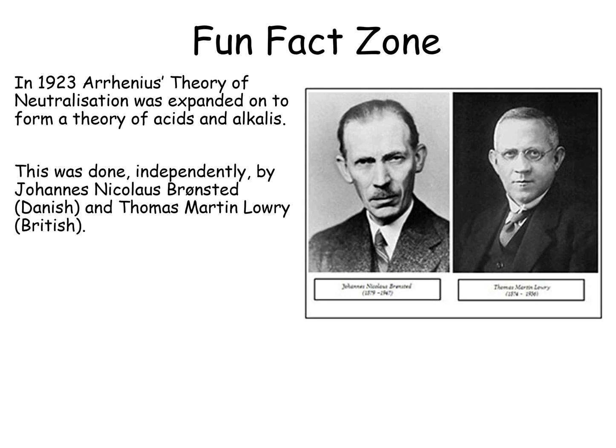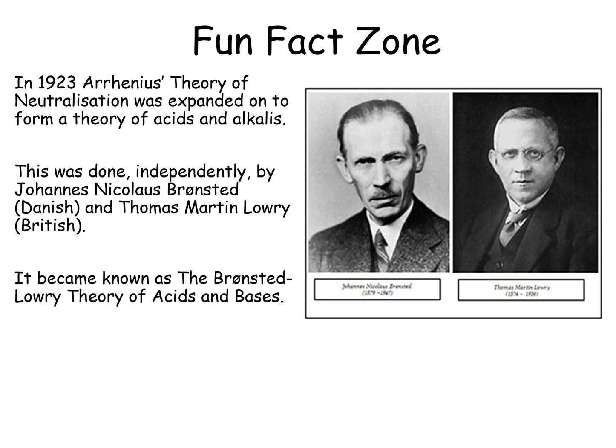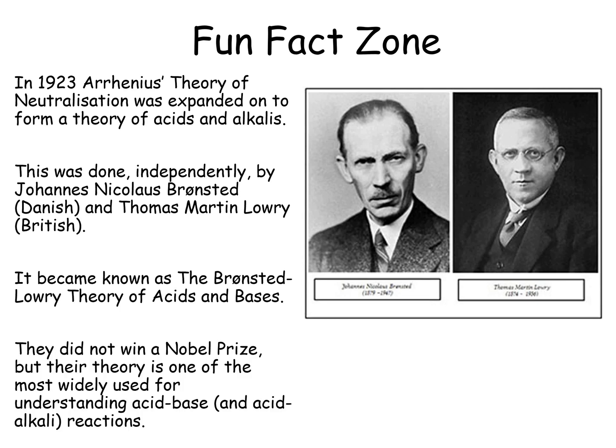Now, this expansion was done independently, but at the same time, by Johannes Nicolaas Bronsted, who was Danish, and Thomas Martin Lowry, British. Now, they didn't work together, but they both published their work separately with very similar ideas. So they're both credited with the discovery. Now, their theory collectively became known as the Bronsted-Lowry theory of acids and bases.